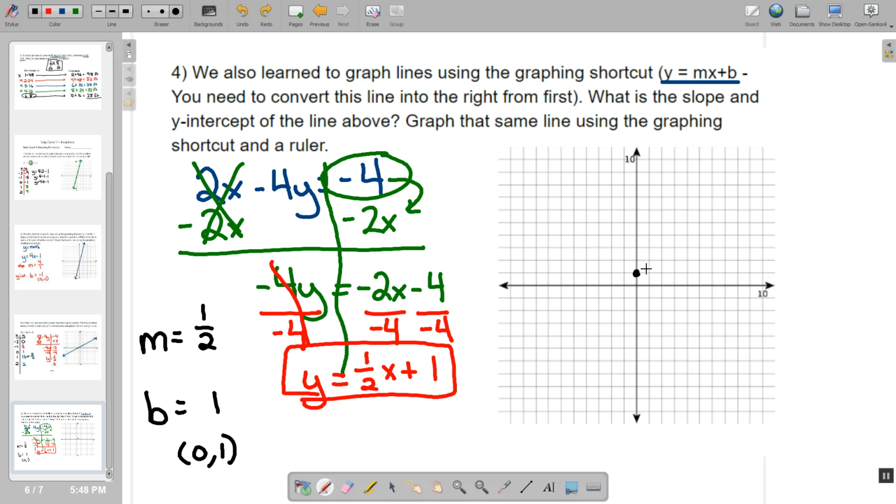So now instead of going up a half, we're going to go up 1 and over 2. Up 1 and over 2. We could do this as much as we wanted. We could also go down 1 and back 2. We could do that as much as we wanted. Since Mr. Schmidt is not very good at drawing lines, he likes to fill out as many of those ordered pairs as possible. And there I go. I graphed my line. And I am done.